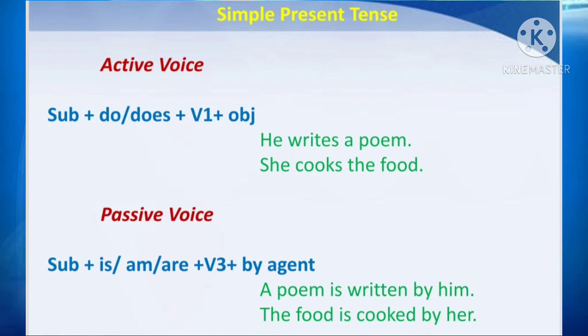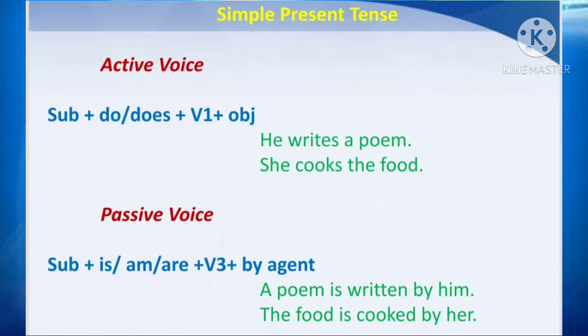Now, how you will change this active voice into passive voice? The rule is given there. Subject plus is or am or are plus V3 plus by agent. So let us take the first sentence, first example. In active voice, the sentence was, he writes a poem. And now when you change it into passive voice, the object will become the subject.